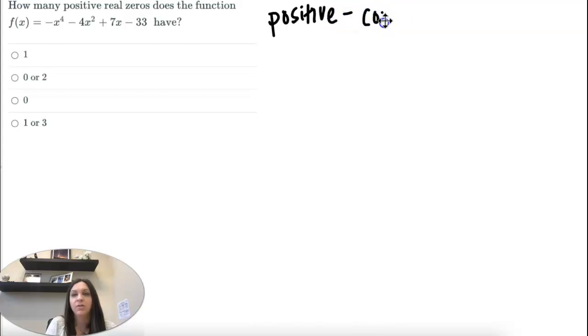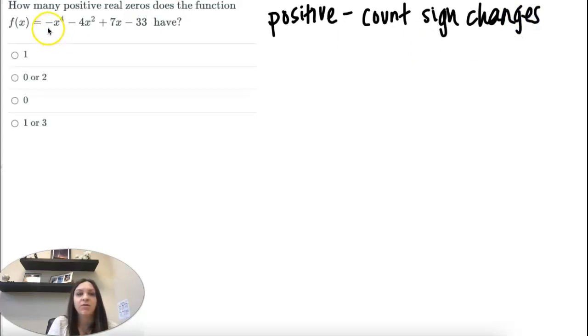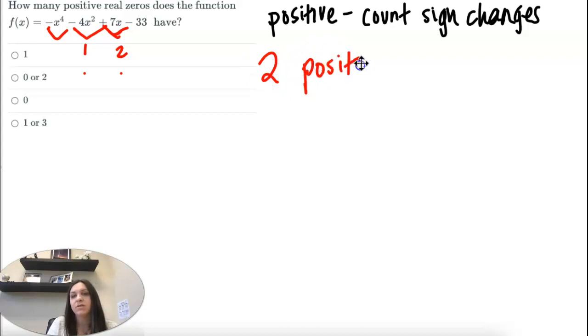So what we do is, if we're looking for positive, then we're going to count the sign changes. Okay, so what that means is, see how I'm going from negative to negative? That's not a change. I'm going to skip it. When I'm going from negative to positive, that's one change. Then positive to negative, that's another change. So I change signs twice as I go from left to right in the function. So what that means is there's a possibility of two positive real zeros.